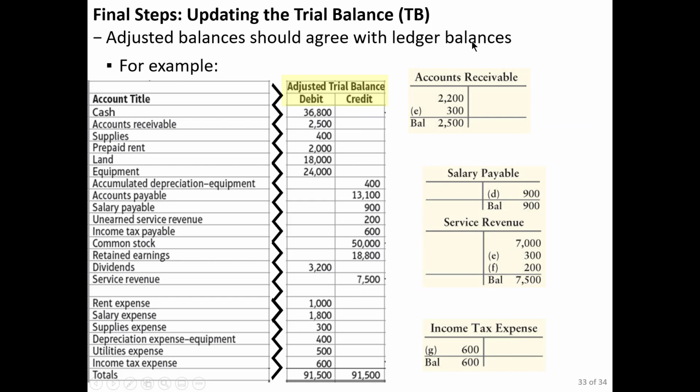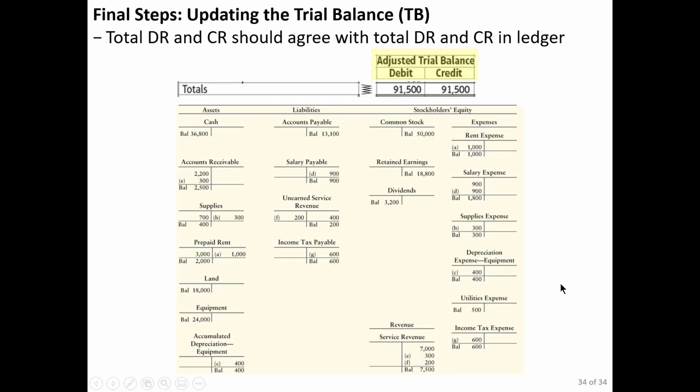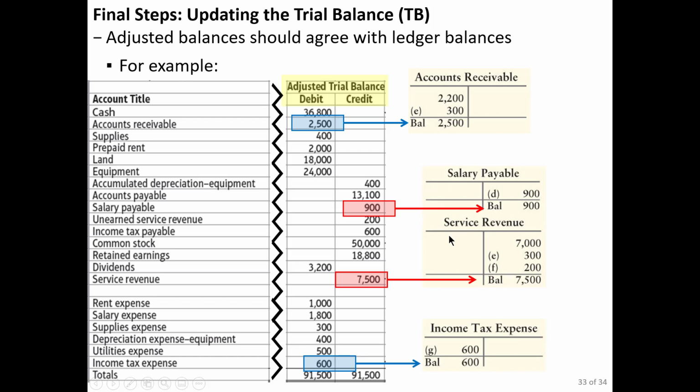Also notice that the adjusted trial balance needs to agree with the ledger balances. So for example, I'll just use a handful here. The adjusted trial balance, when we're all said and done, we see that accounts receivable is now $2,500. Does this tie back to the ledger? Yes, it does, $2,500. What about, for instance, salary payable? Well, the final number says here $900. Does that agree with the ledger balance? It does. What about service revenue? Have we done that correctly? Yep, there it is, $7,500. Total income tax expense, debit $600. Yep, that has a debit balance. So you can see that it's another tedious check to make sure that we've done things correctly.